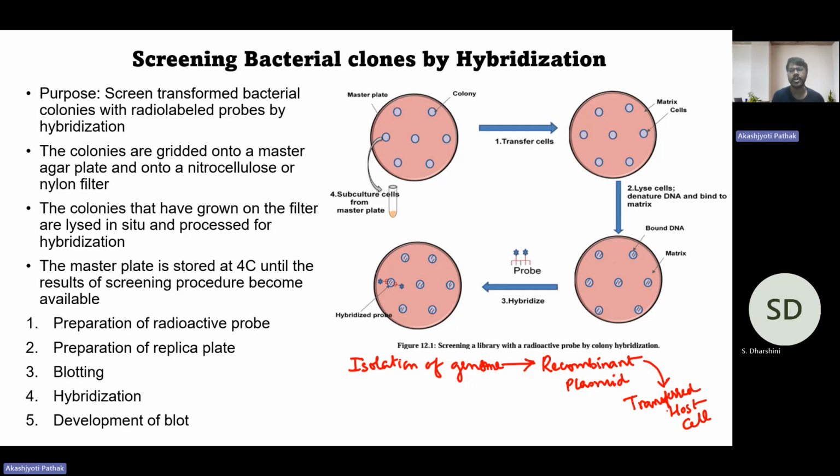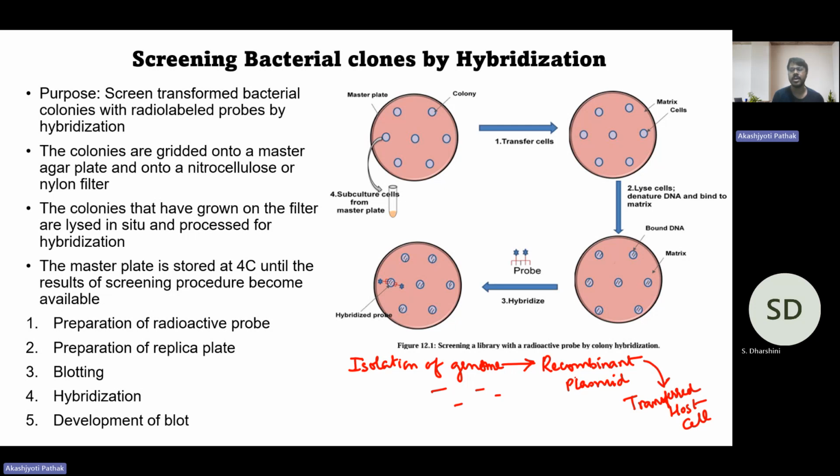It will take one type of recombinant plasmid. Once you have fragmented the genome, you will have different DNA fragments, so they will have different types of recombinant plasmid. One type of recombinant plasmid will have, for example, gene X, and one will have gene Y. So these host cells will also have different types of recombinant plasmid. Now out of all these genes, you want particularly the X gene.